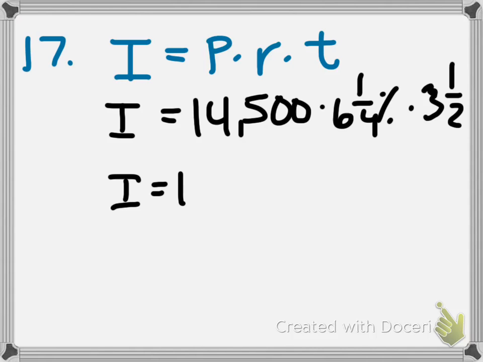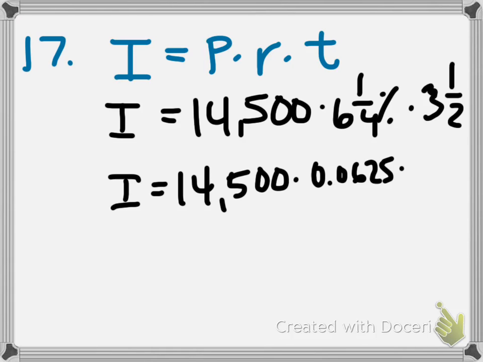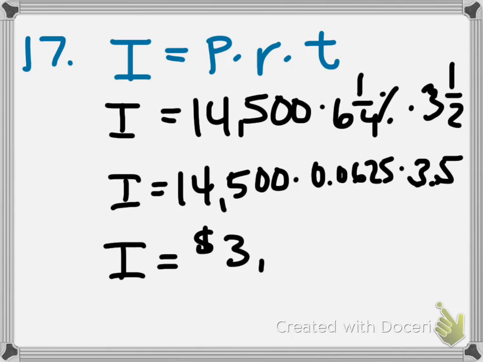So now I'm going to change the rate to 0.0625 times 3.5. Got carried away with my zeros. Okay, so once I multiply all this together, I find that my interest is $3,171.68. Okay, I'd like you to do numbers 18, 19, and 20 on your own. Pause the video and check your work.